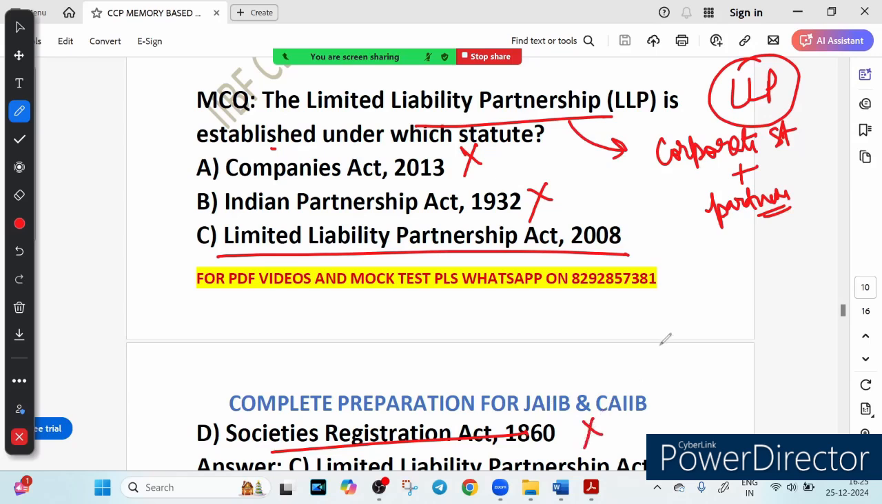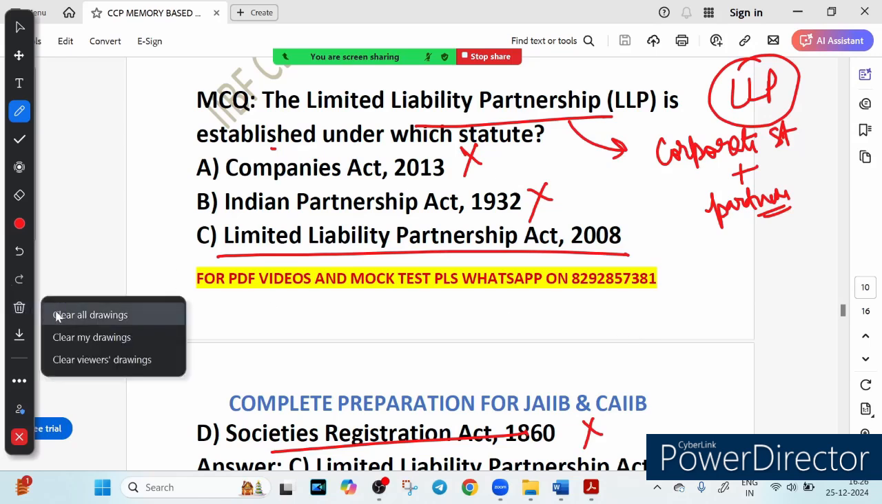So what is the key takeaway from this particular question? We have seen that LLPs are governed by the Limited Liability Partnership Act 2008. It combines limited liability with the flexibility of a partnership structure. It is distinct from a company and traditional partnership. Hope that things are clear. Now let's see the next question.